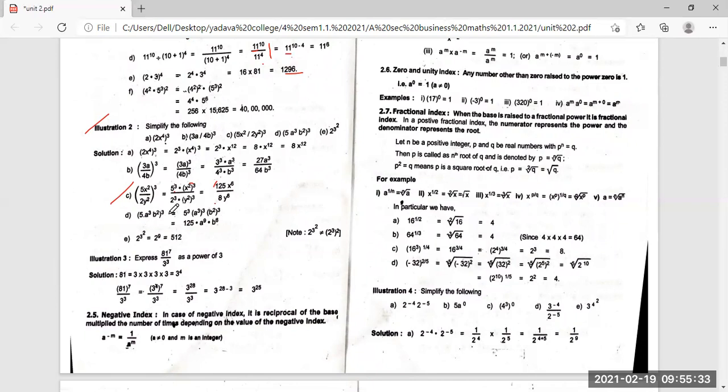5 into a to the power of 3 into b to the power of 2, the whole power 3. So 5 to the power of 3 into (a to the power of 3) to the power of 3 into (b to the power of 2) the whole power 3. So the whole power 3 is separately applied to all this information. So 5 to the power of 3 is 125. Then a to the power of 3 into 3, 9. B to the power of 2 into 3, 6.